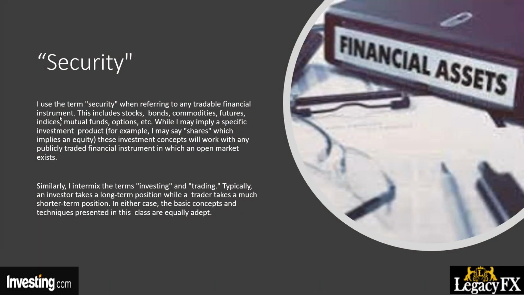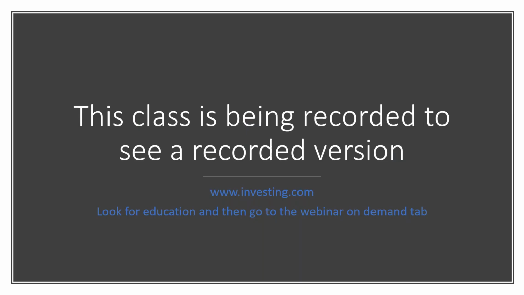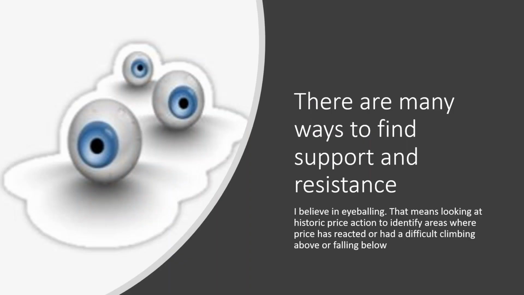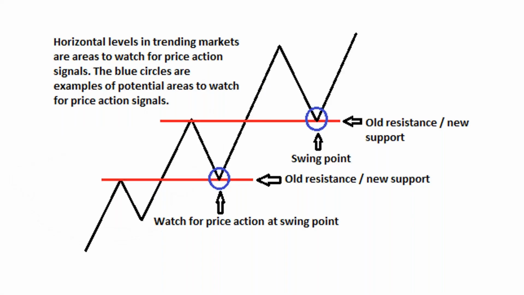Talking about price level trading. Hopefully by the time this class is over, you'll be able to trade price levels like a pro, or again, support and resistance. Now, there are many ways to find support and resistance. I believe in eyeballing. That means looking at historic price action to identify areas where prices reacted or had a difficulty climbing above or below.